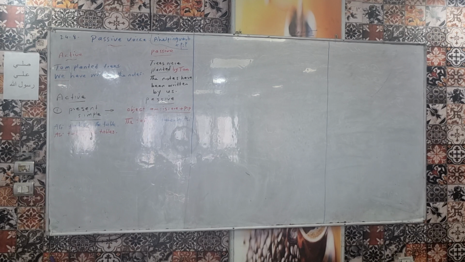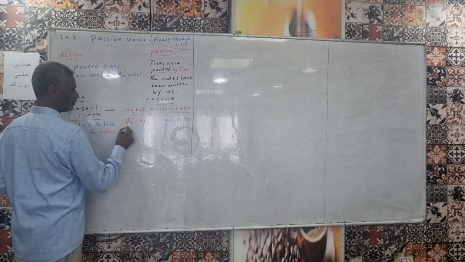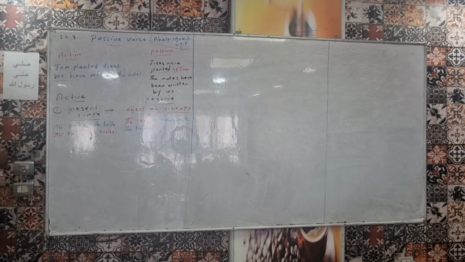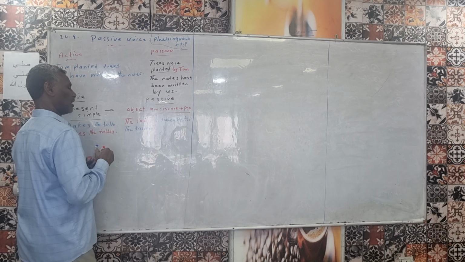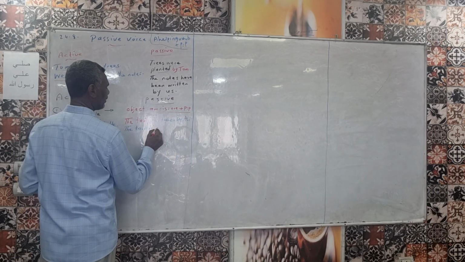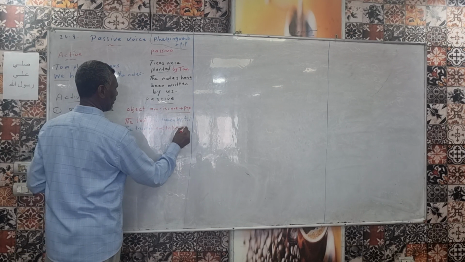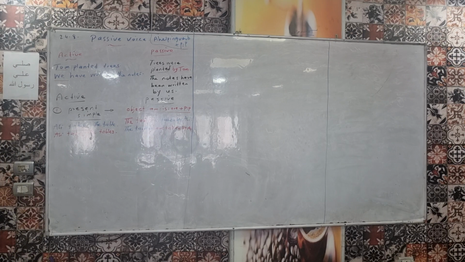Now we want to change it into passive voice. What do we begin with? Object. The object is the tables. Is it singular or plural? We use what? Am or is or are? Are. The tables are taken by Ali. By what? By Ali.